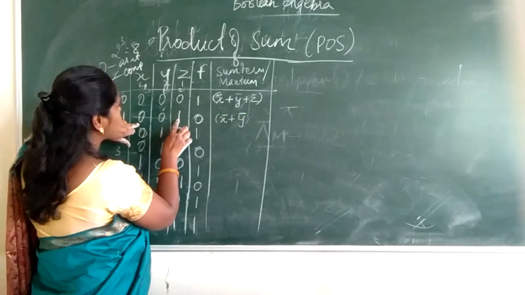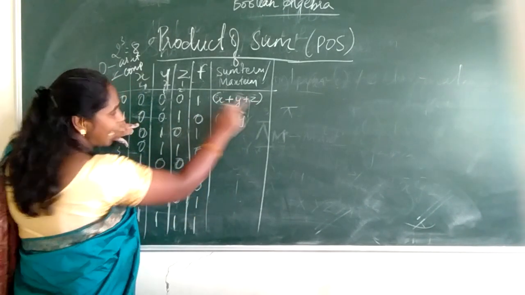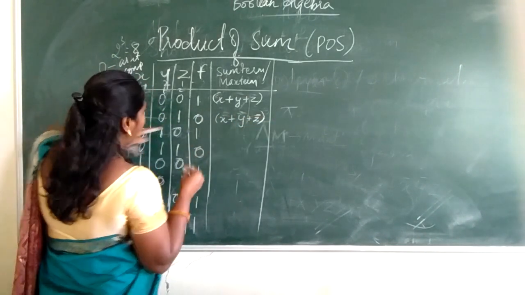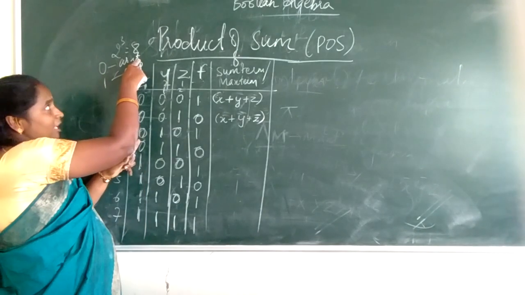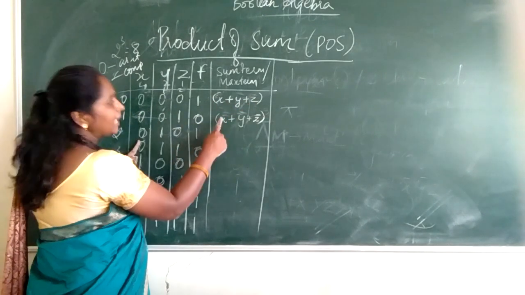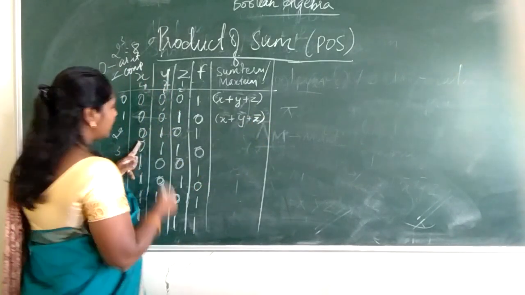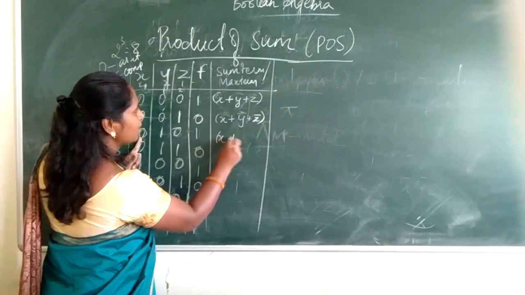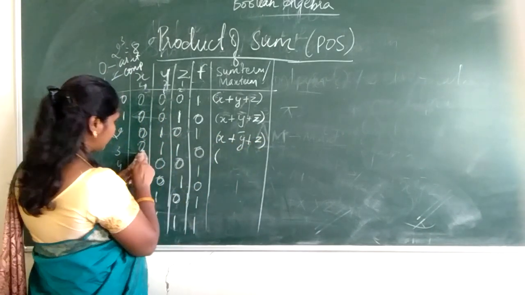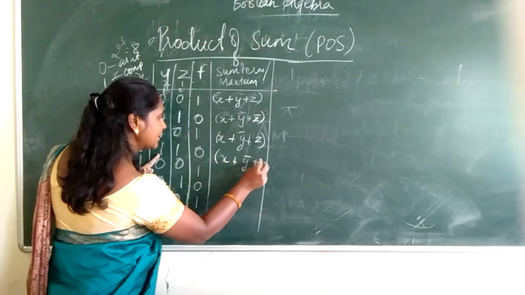Sorry, 0 means as it is, not bar. So x plus y, and in place of z, 1 is there, so z bar. Once again, 0 means the variable as it is, and 1 means complement. So x plus y plus z bar: 0, x as it is, y as it is, and 1, so z bar. Next, here 0 as it is, here it is 1, so y bar, and z as it is. Next, 0, so x, and 1, 1, so y bar plus z bar.